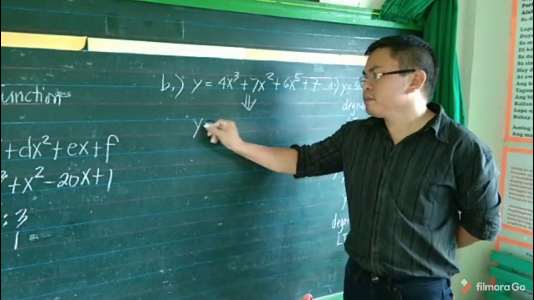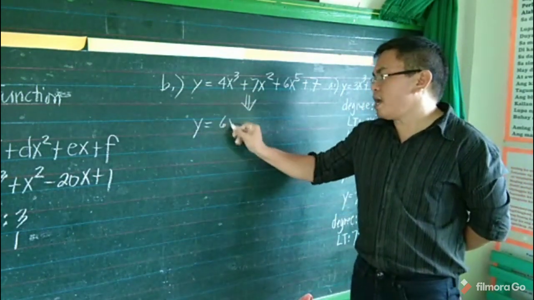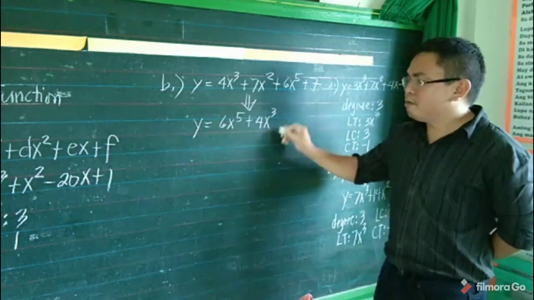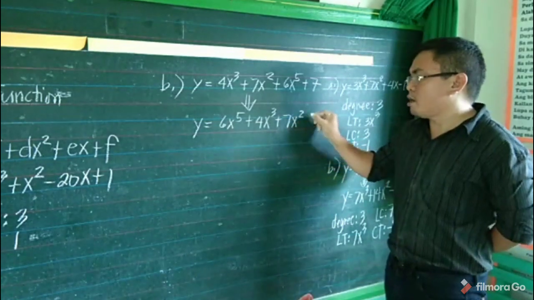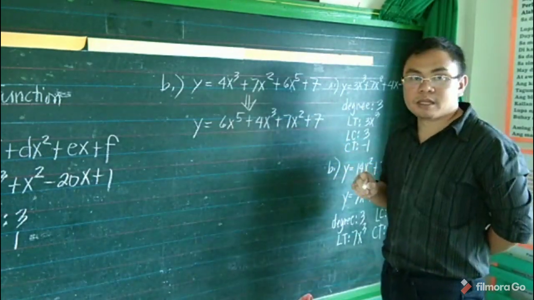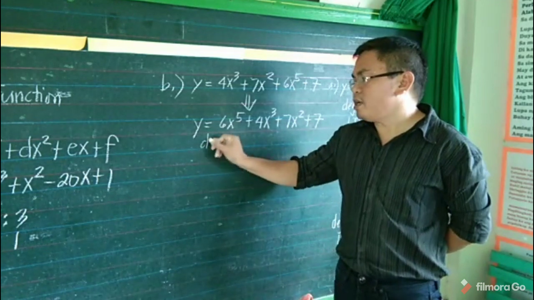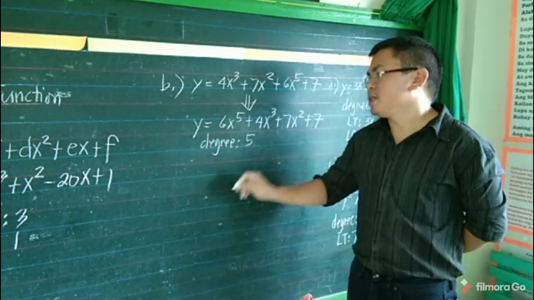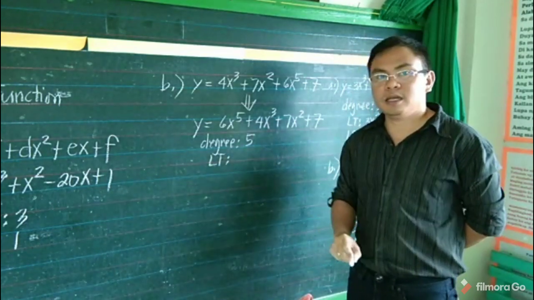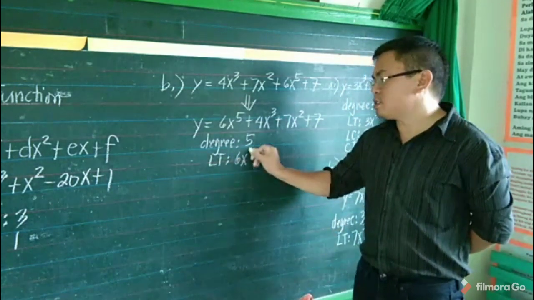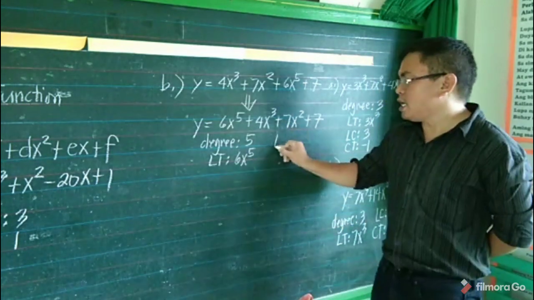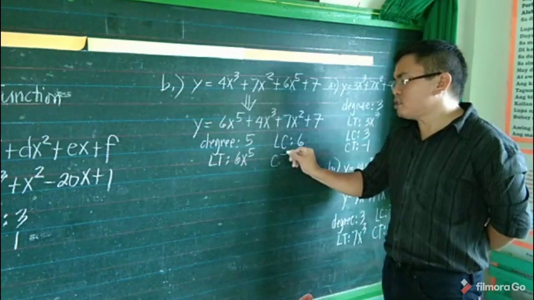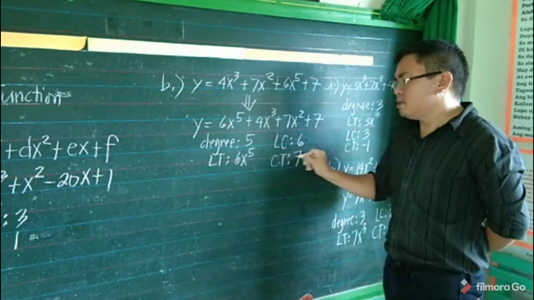This will become y is equal to 6x to the exponent of 5 plus 4x cubed plus 7x squared plus 7. Then, you identify the degree right away. The degree is 5. The leading term is, of course, 6x to the exponent of 5. Your leading coefficient is 6, and your constant term is 7.